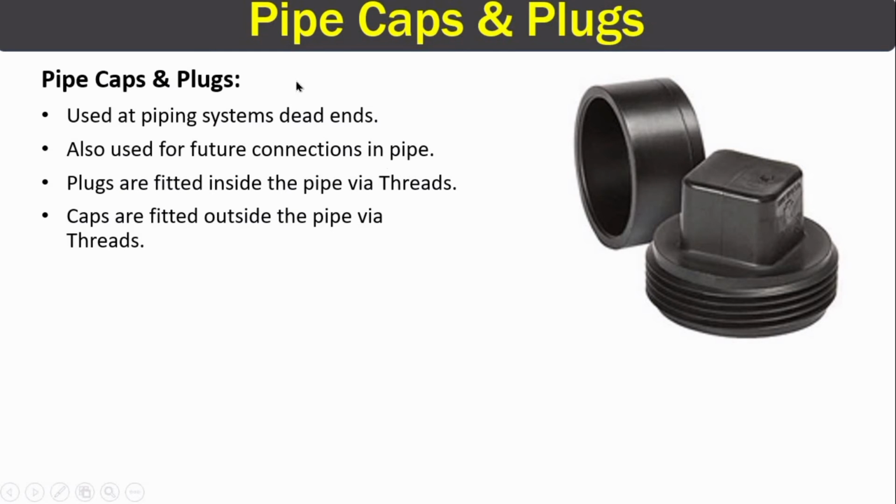Caps and plugs. Right here is the cap and this is the plug. Both have the same purpose in the pipeline. They are commonly used for two different purposes: either to block the pipeline, or for future connections in pipelines. The plugs are fitted inside the pipe and caps are fitted outside the pipe via threads.